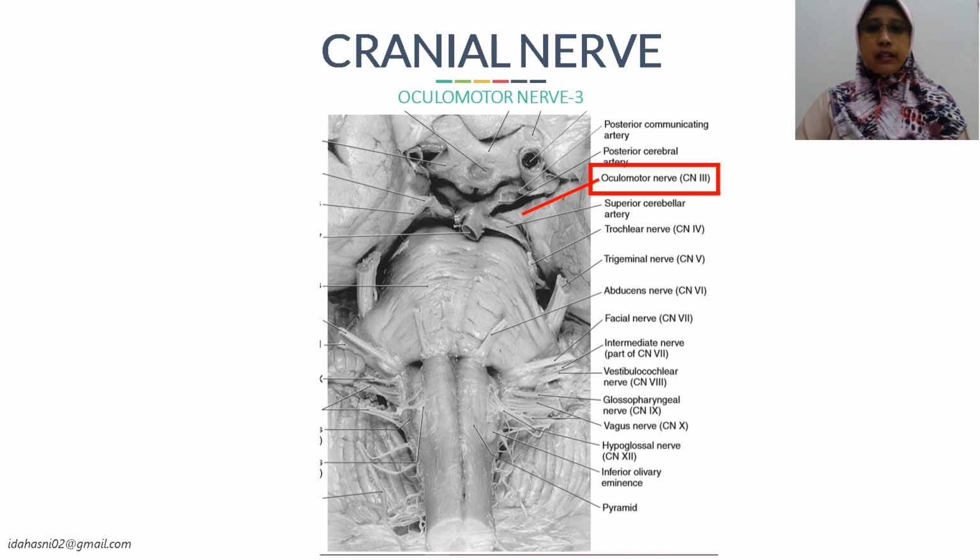The third cranial nerve is the oculomotor nerve. The oculomotor nuclei is located within the ventral portions of the periaqueductal gray, just posterior to the medial longitudinal fasciculus, and it is present in about the rostral half of the midbrain. So this is your oculomotor nerve.